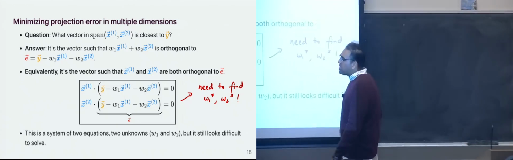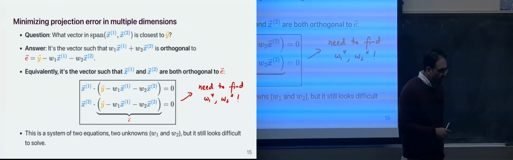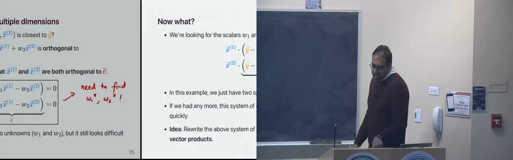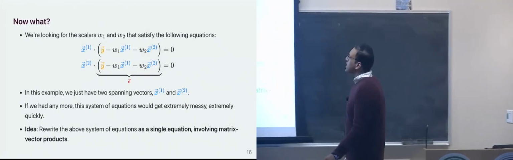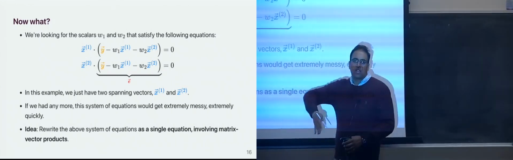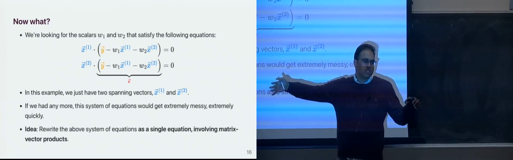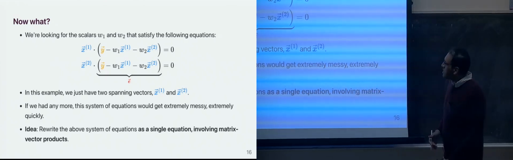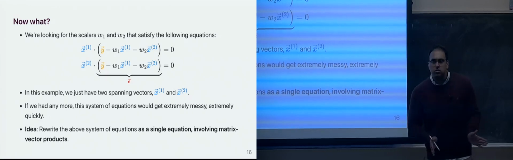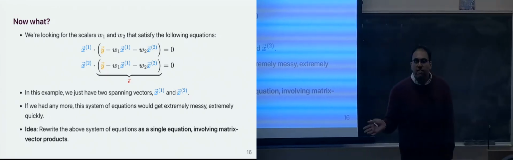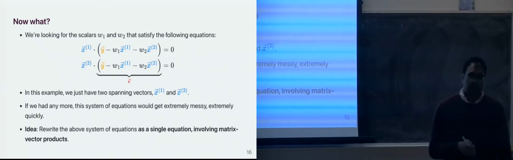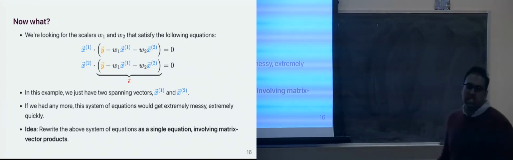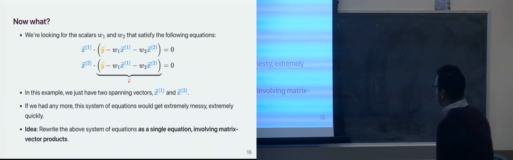Now I have a system of two equations and two unknowns, but it still looks annoying to solve. We agree? In particular, it would get linearly more annoying the more spanning vectors I had. If I had 3 vectors whose span I wanted to project onto, or 5 vectors, then I might have a system of 3 or 5 equations and unknowns. And that will get really messy to solve for w1 star and w2 star and so on and so forth.